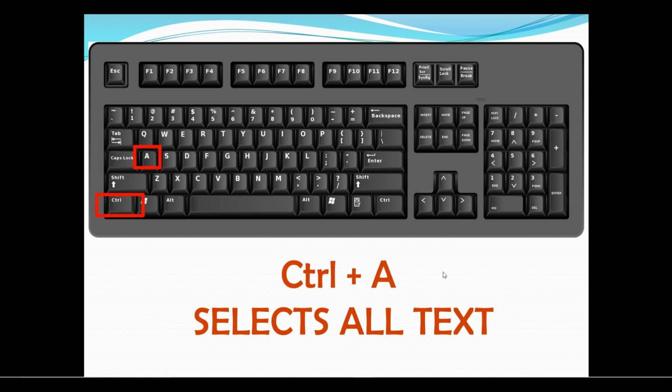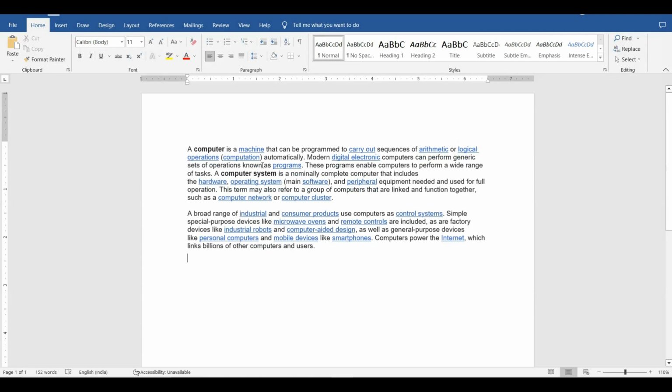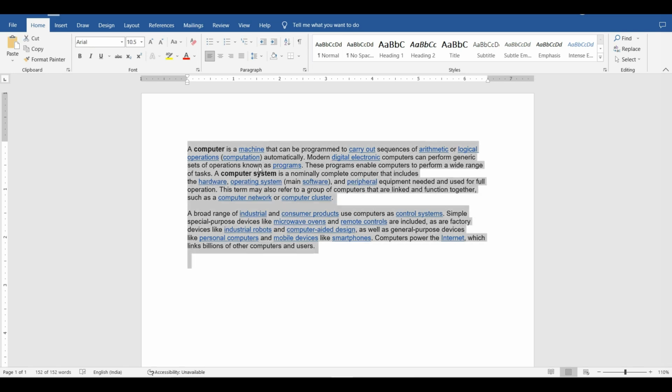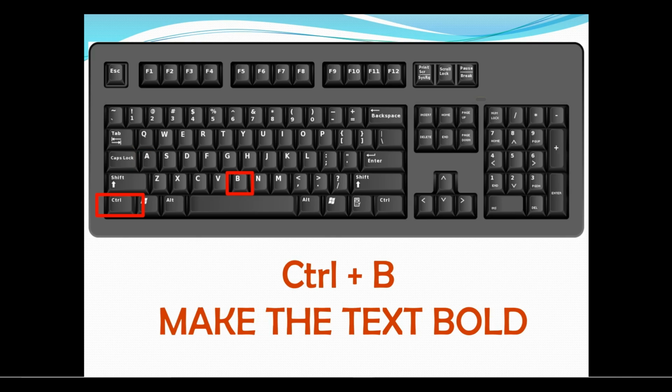I will show you how to select all text. Already I said Control A. Whenever you press Control A, what will happen? It selects all the text, however much text there is. If you want to select it all at a time, you can press Control A. It will select it all.